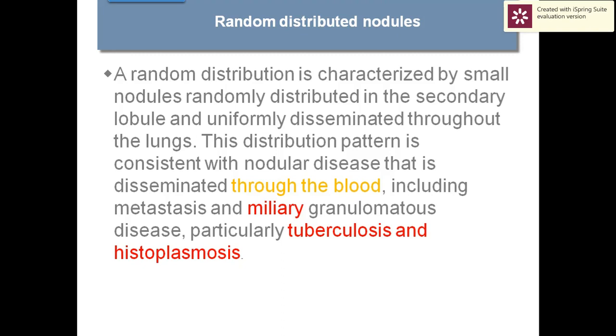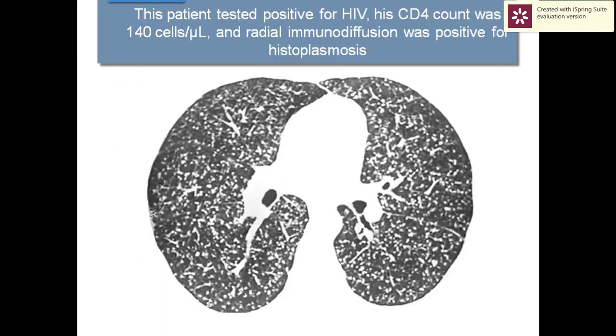Another distribution is random: small nodules or micronodules less than 1 centimeter, uniformly disseminated through the lung. The disease can be disseminated through the blood, not through the airway. So it reaches the lung through the blood and gives us a miliary shadow, which is characteristic of tuberculosis or histoplasmosis. As we see here, randomly distributed micronodules.